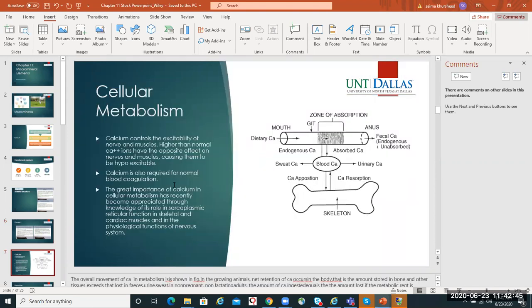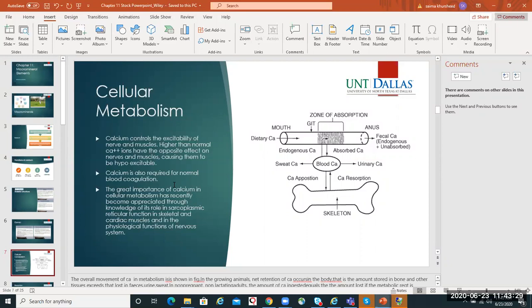So let's now talk about the other function of calcium, that's the cellular metabolism. So calcium controls the excitability of nerve and muscles. So reduced calcium dipositive ion concentration produced increases excitability of pre and post ganglionic nerve fibers. So if we have higher than normal calcium dipositive ion concentration, they have the opposite effect on nerves and muscles. Calcium is also required for normal blood coagulation. That's one of the cellular metabolism functions of calcium.